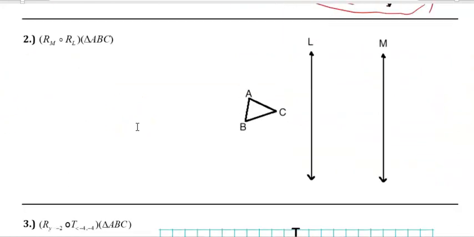Okay, if you guys got that, I would like you to go over and try this one right here. I'll pause the video. You guys try it at home as well.